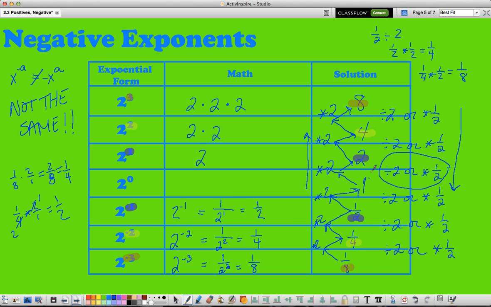which is 1 over 8. So you'll notice your numbers end up staying the same as you go up and down. So I know that my next answer here would be 16, so I can guess that my next answer here should be 1 over 16. All right, and as a general rule, what you can write down is that x to the negative a is equal to 1 over x to the positive a.